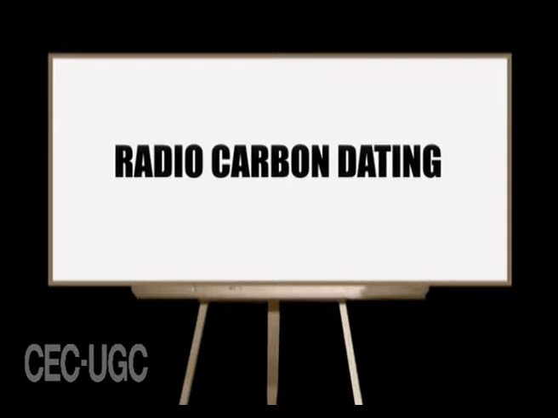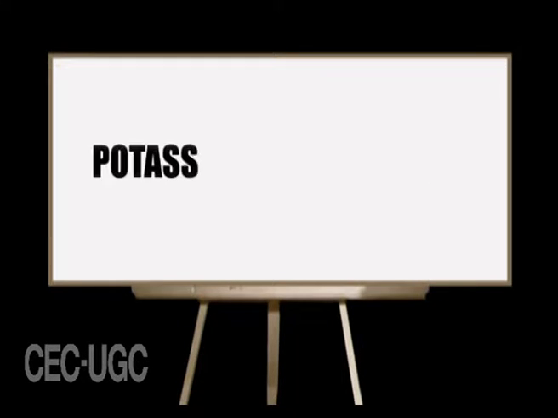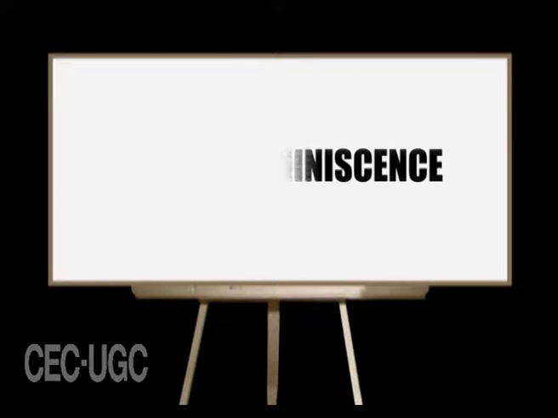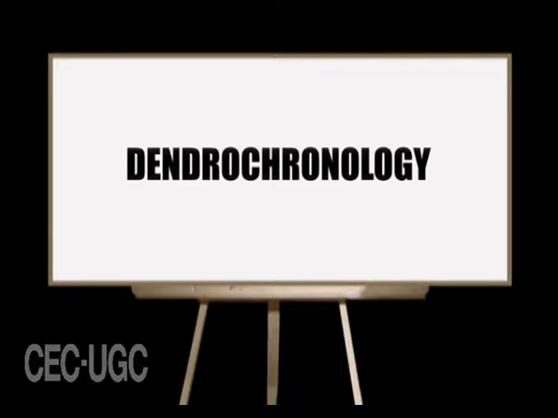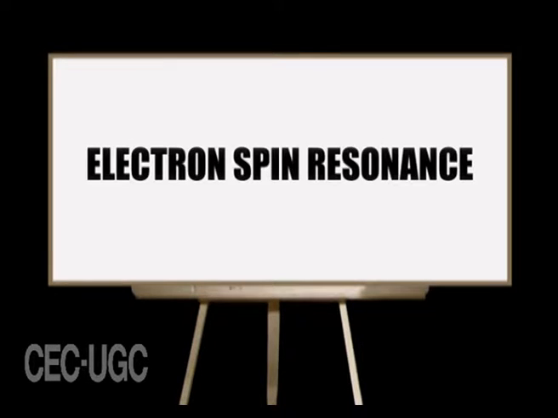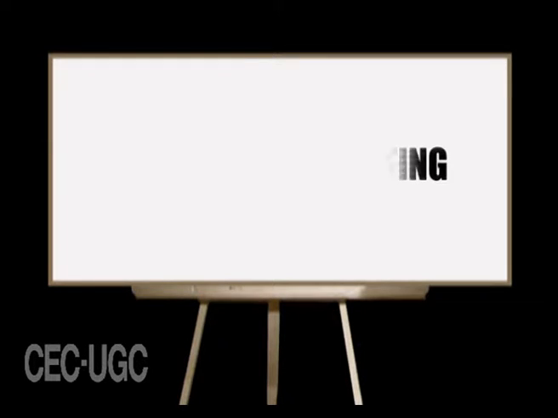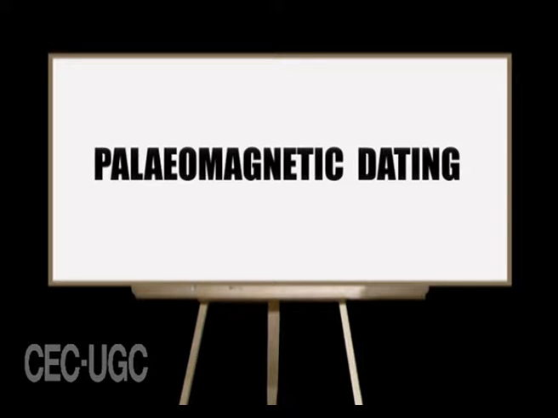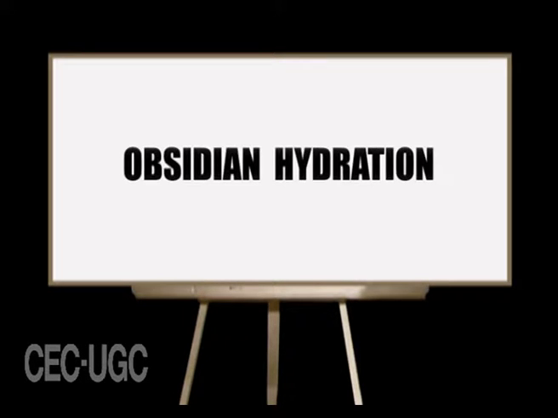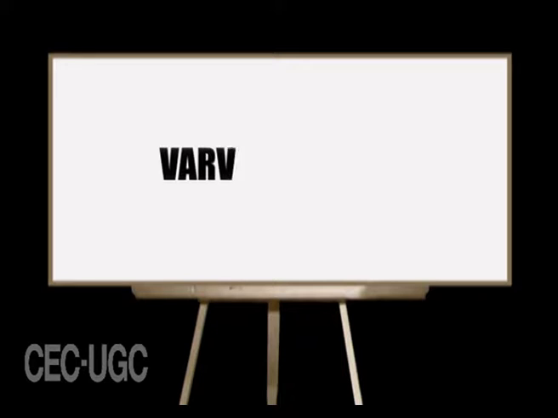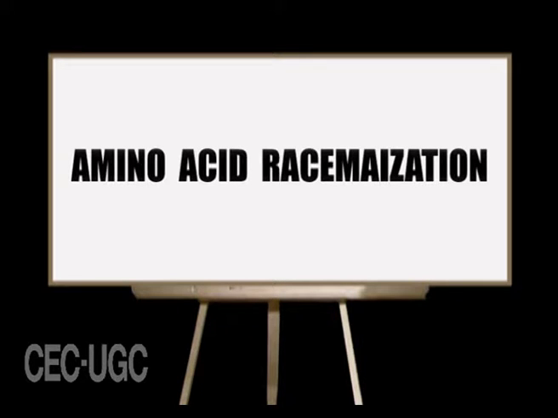There are different types of absolute dating methods. They are radiocarbon dating, potassium-argon dating, thermoluminescence, dendrochronology, electron spin resonance, fission track dating, paleomagnetic dating, obsidian hydration, bomb analysis, and amino acid racemization.